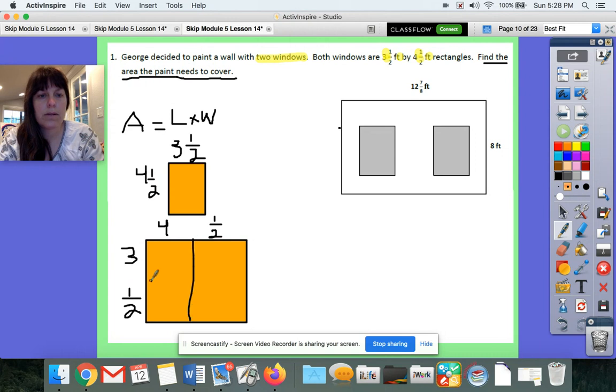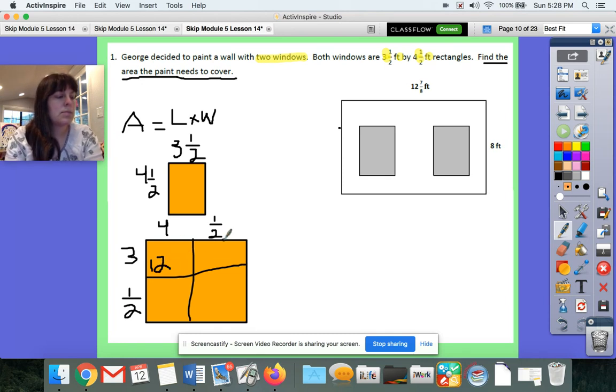And break it up into parts. And then you multiply to find the partial products. 3 times 1/2 equals 3/2, right? And 4 times 1/2 is going to give you 4/2. And then 1/2 times 1/2 is 1/4. And so now we need to add the partial products. So 12 plus 3/2. 3/2 is the same thing as 1.5. So 12 plus 1.5 equals 13.5.